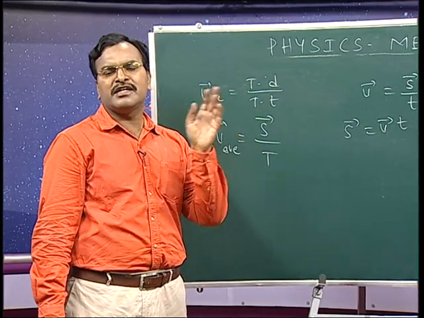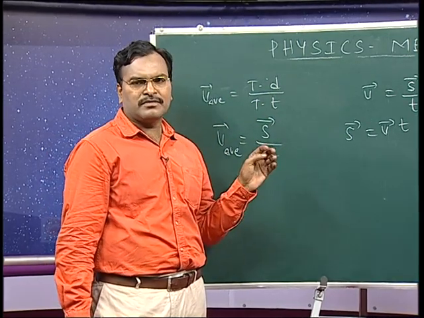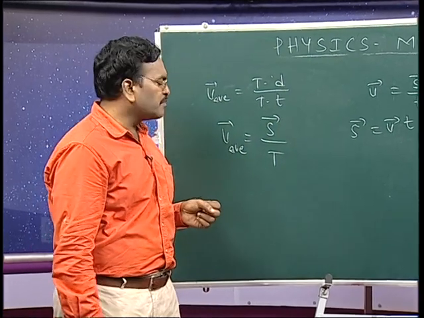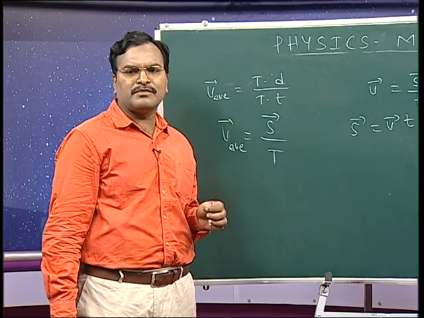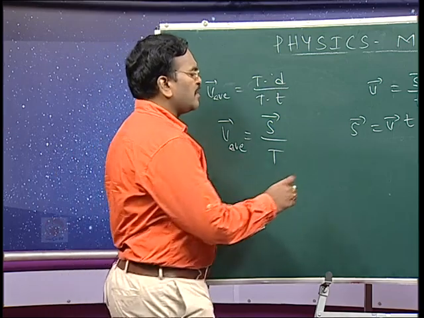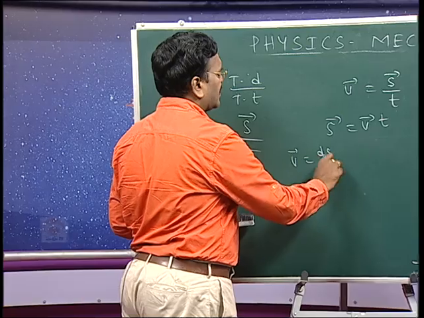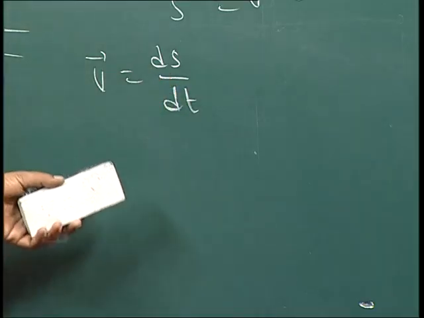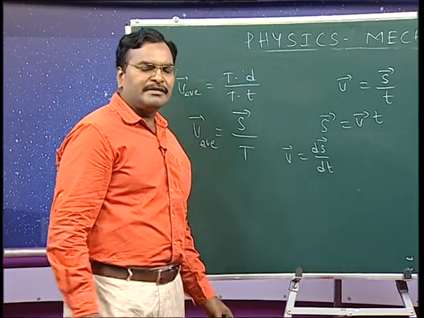We are going fast, immediately it shows 60, 80 like that. If I apply brakes, immediately it comes down, 30, 40, to 0. Speed of a body at a particular instant is called instantaneous speed. And velocity of a body at a particular instant is called instantaneous velocity. Mathematically, what do we write? Instantaneous velocity is ds by dt, where ds is the small displacement in time dt. Velocity is ds bar by dt bar.